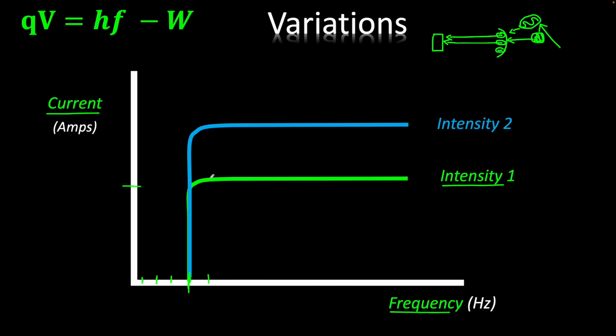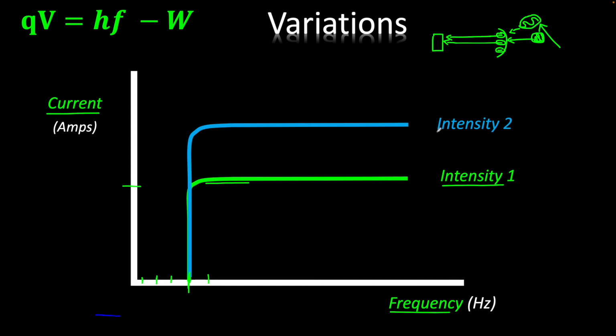So my current actually just stays the same. You can't see me drawing a line there, but it's just showing like it's flat. It's staying the same. The electrons hit this side faster, but we're still knocking one electron for every photon. So that's why we have a flat line going across here.